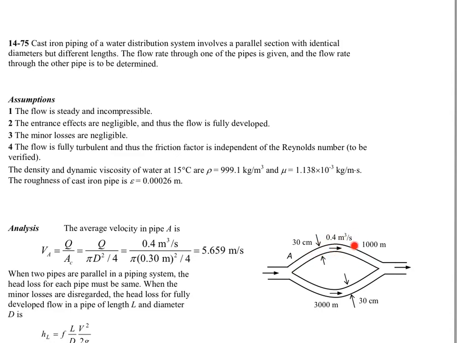We first find the velocity in pipe A. We know the volumetric flow rate, Q. We divide by the area, and we get the velocity in the shorter pipe to be 5.69 meters per second.